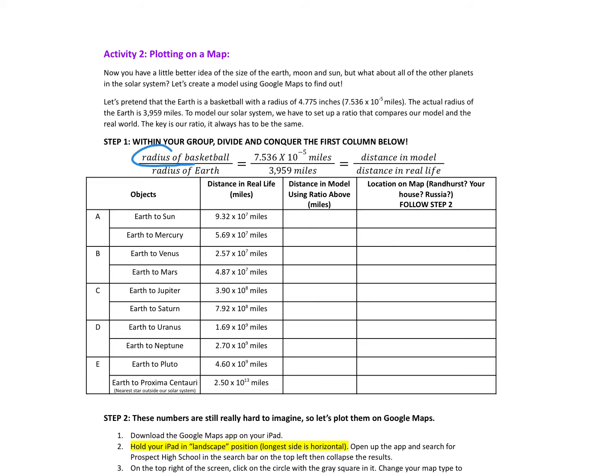We know the radius of a basketball, and we know the radius of Earth. So we're going to go ahead and determine a proportion, right? The radius of the basketball is this in miles, and the radius of the Earth is 3,959 miles. So what I would like you to do is plug these into your calculator. I want you to put in 7.536 times 10 to the negative fifth and divide that by 3,959 miles. Go ahead and do that now. Go ahead and hit pause. You should have gotten about 1.9 times 10 to the negative eighth. Go ahead and store that in your calculator because we're going to use that number a lot.